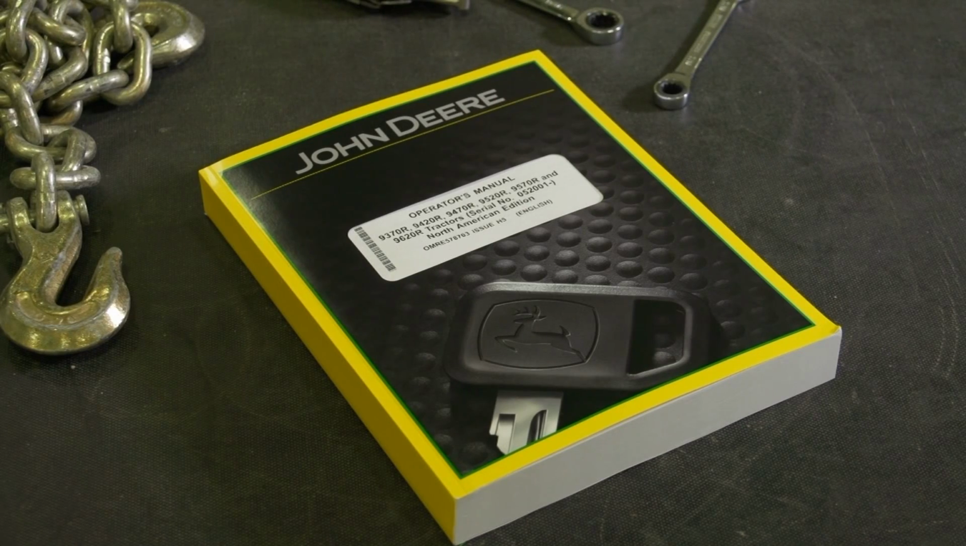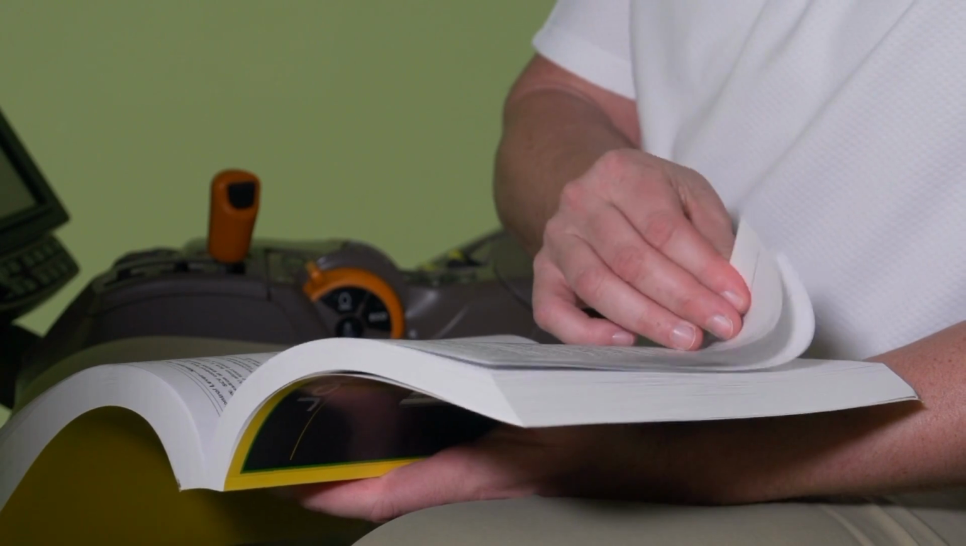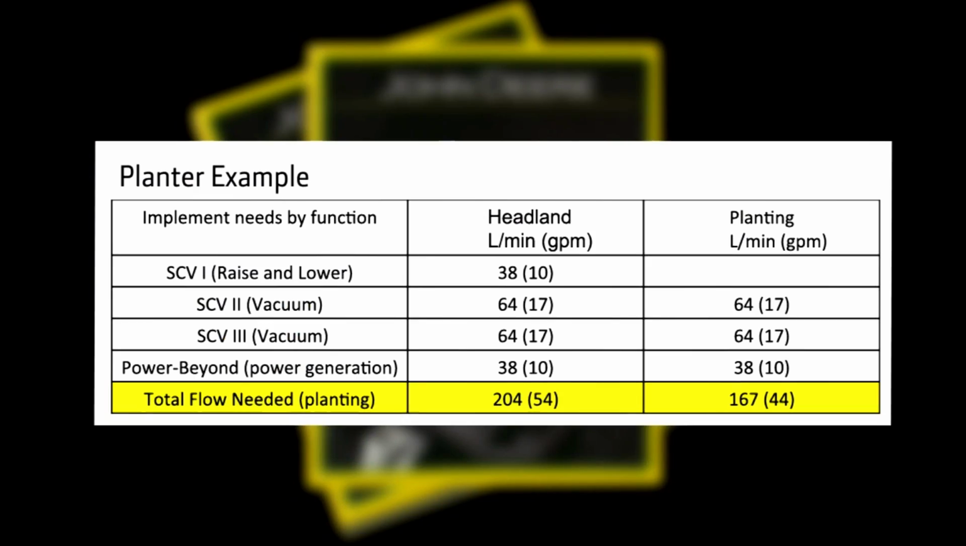The very first thing you should do after setting up and hooking up your implement is to determine the amount of hydraulic oil flow required for each SCV function. You can find this information in several sources, such as the tractor or implement operator's manual, online, or through your local dealership. However, for the sake of time, we have figured out our numbers for this example.